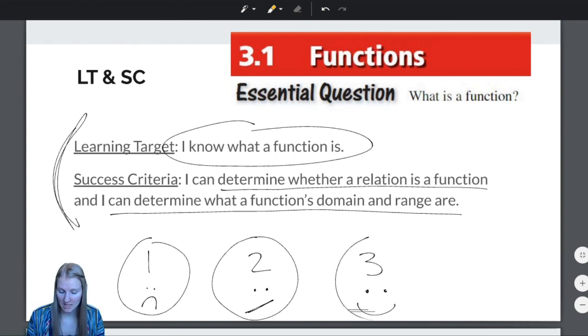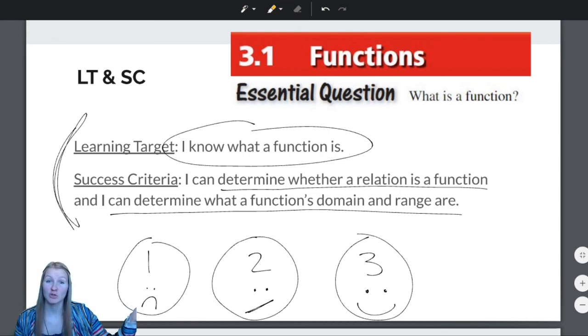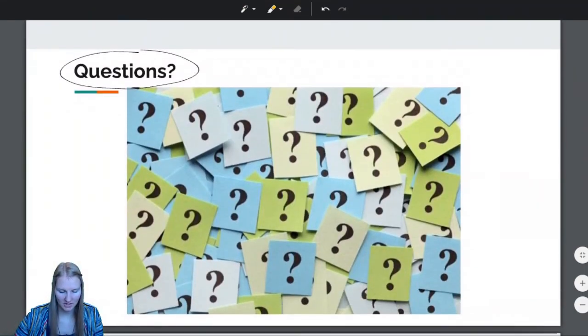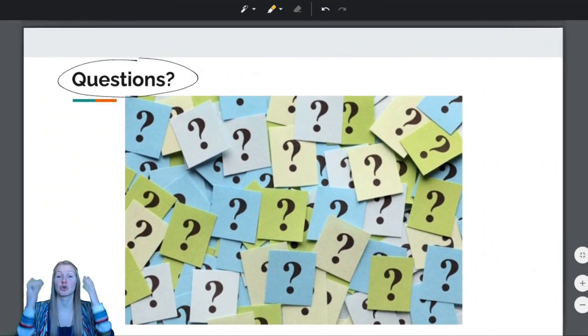And if you're a 3, well, hey, consider reaching out to your friends and saying, how are you doing? I understand the homework. Do you need any help with it? So, use this time for questions to assess your own understanding of our lesson today.